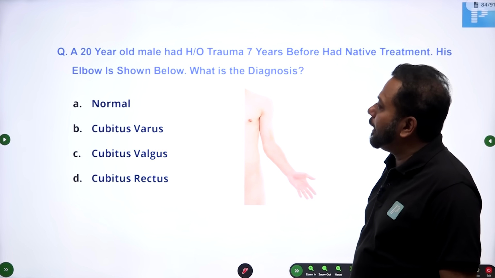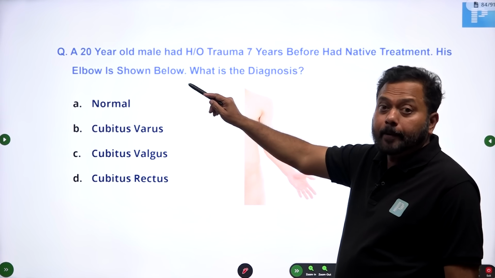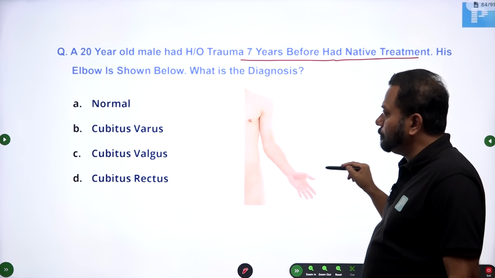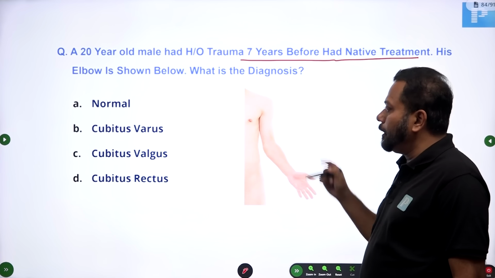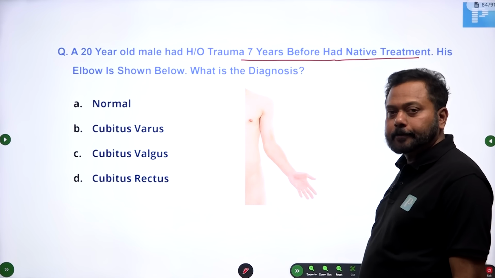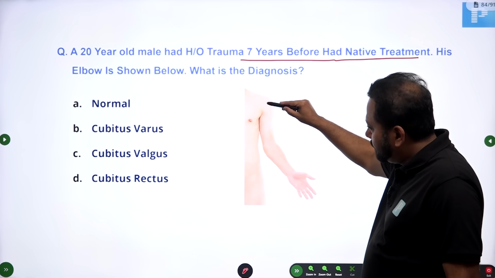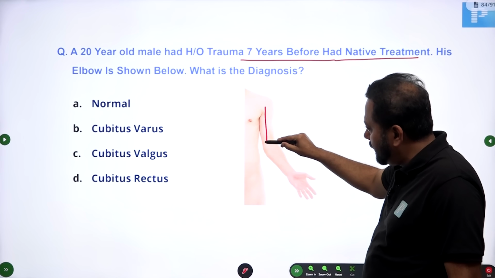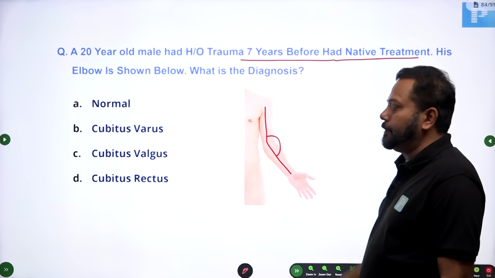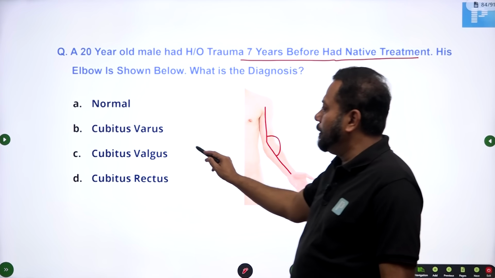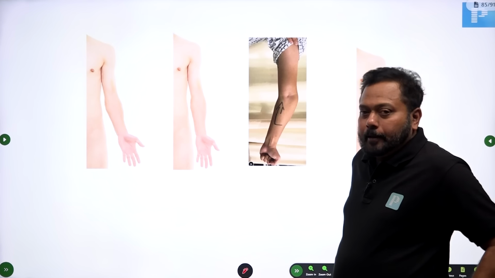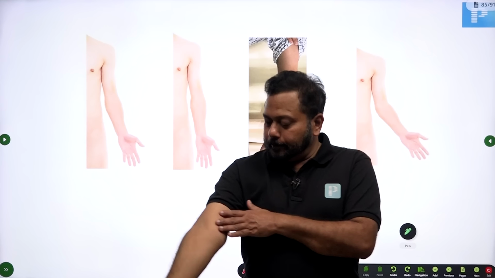A 20-year-old male had a history of trauma 7 years before. He had native treatment. His elbow is shown. What is the diagnosis? Is this a normal elbow? Is it cubitus varus, cubitus valgus or cubitus rectus? Obviously, when you see that the carrying angle of the arm to the forearm is increased, this is classically called cubitus valgus. See dear friends, focus your fullest attention.